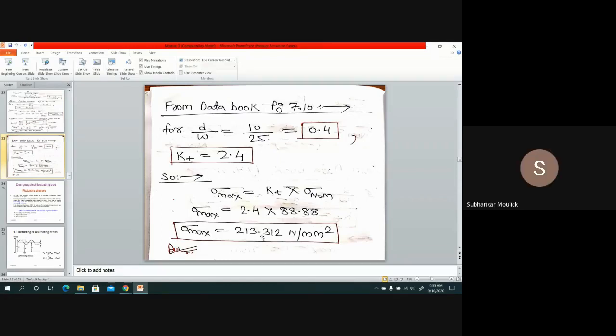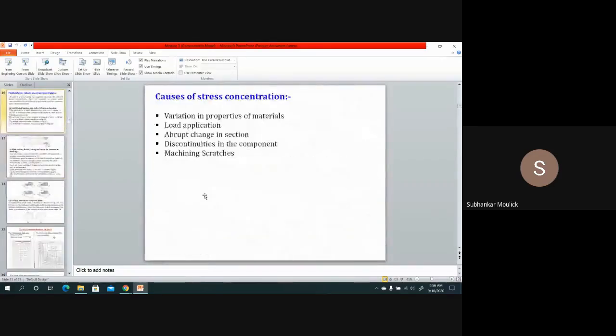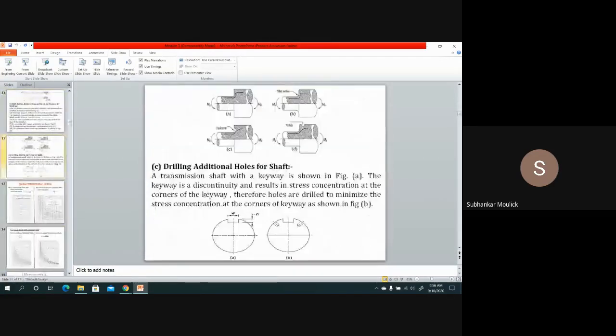Yes, sir. Fine. So such type of problems are there in stress concentration part. You can refer book for some more problems. Fine. So this is the variety which you can get in stress concentration. Only what will change in stress concentration? In stress concentration, this particular thing will change.